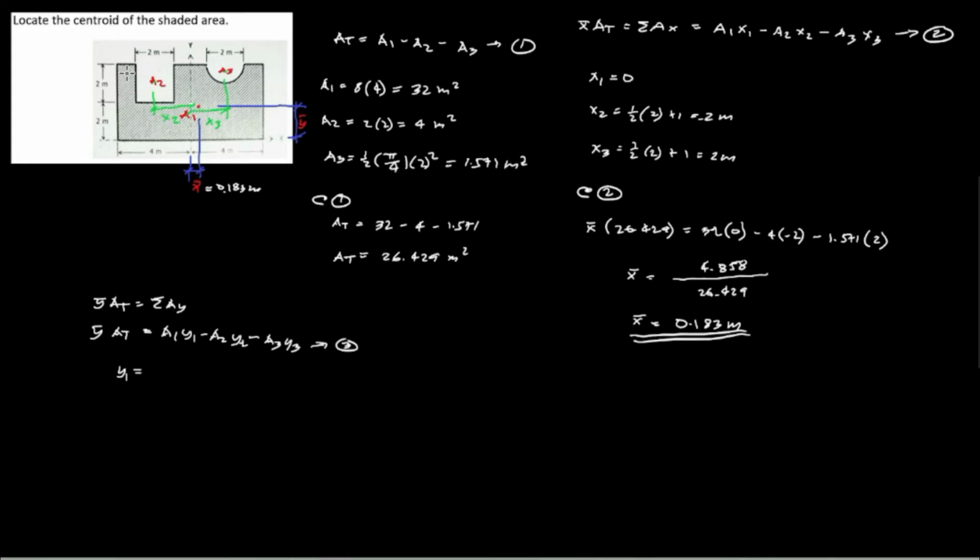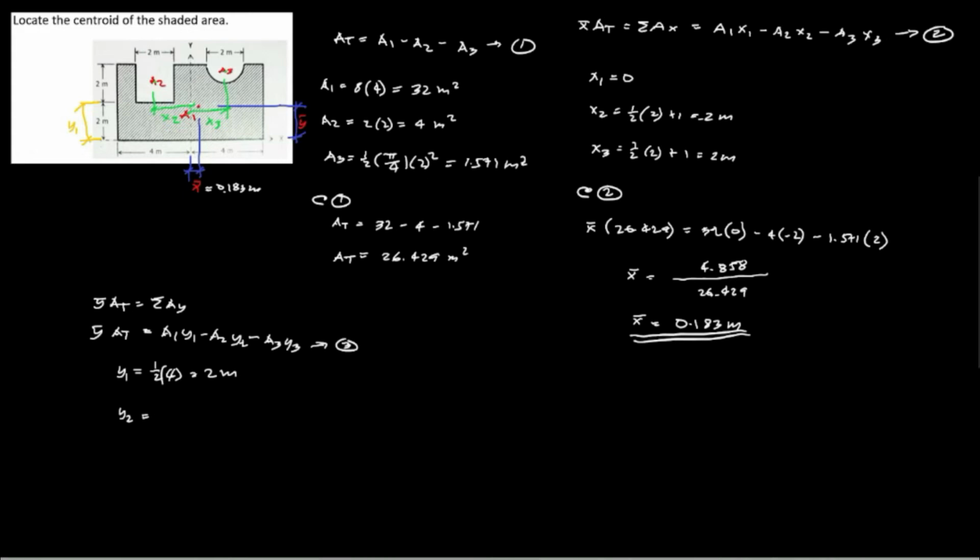So y1, which is the rectangle, and the distance along the x coordinate, is 1/2 of 4 meters. This is y1. Half of 4 meters is 2, which is along the x axis. So therefore y sub 1 is 1/2 of 4 meters, or 2 meters.